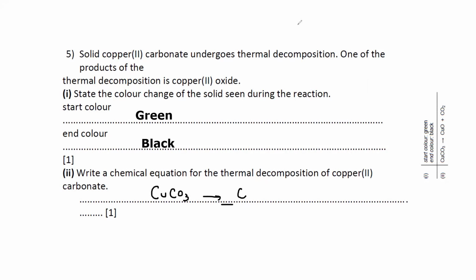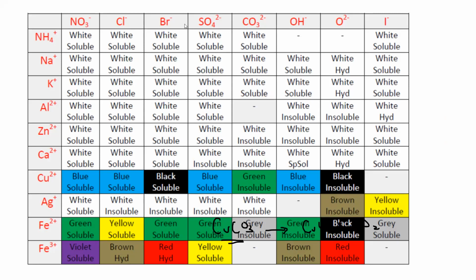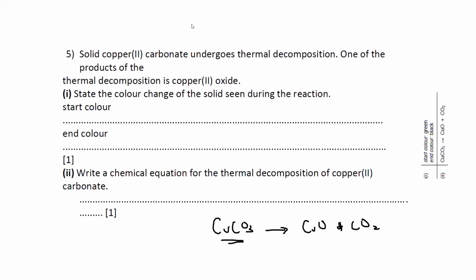How do we know the starting color? As they mentioned, we have a solid copper carbonate. So in the beginning there is copper carbonate, and when you supply heat energy, it gives copper oxide plus carbon dioxide. So what is the color of copper carbonate? When you check the table, copper carbonate will be green. And what does it form? It forms copper oxide, which will be black. So the starting color will be green, whereas the final color will be black. Then this is the equation for decomposition of copper carbonate.